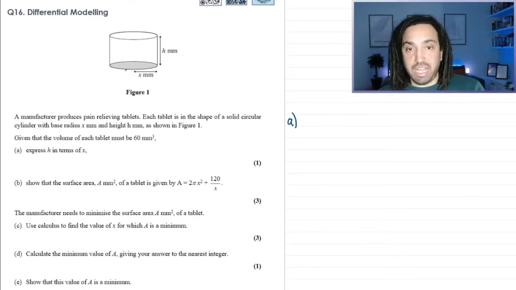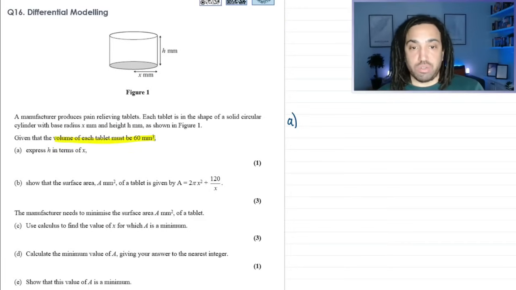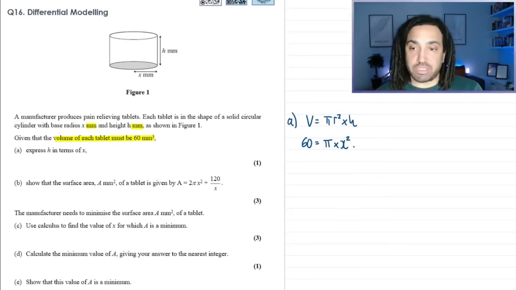Okay, so we have a cylinder, and it says express h in terms of x. So we're going to need a bit more information than that, and that is that the volume of each tablet, the tablets are solid cylinders, is 60 millimetres cubed. So just check millimetres and millimetres. Yep, so that's all good. So we should just be good to say the volume is equal to pi r squared times h. We know the volume is 60, and that is pi multiplied by the r is x, so x squared, and the h is just h.